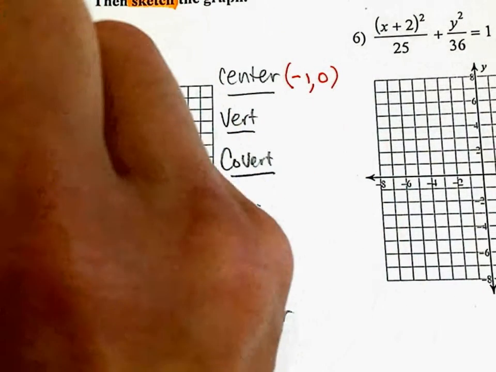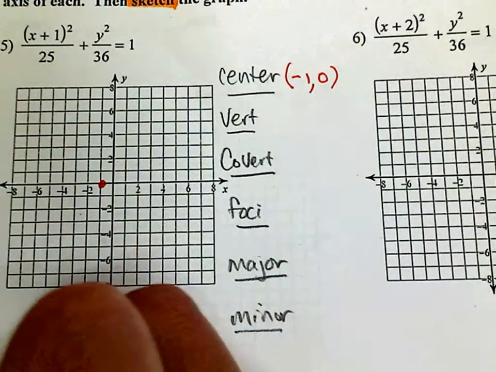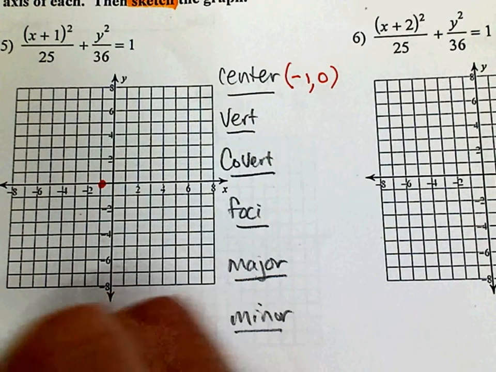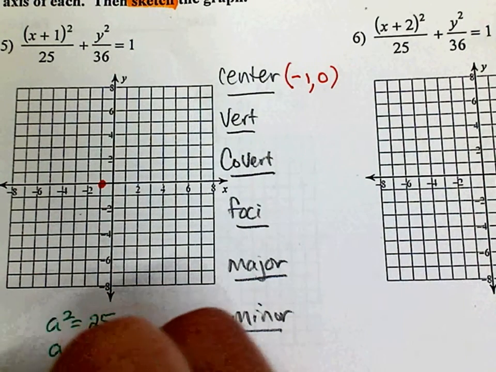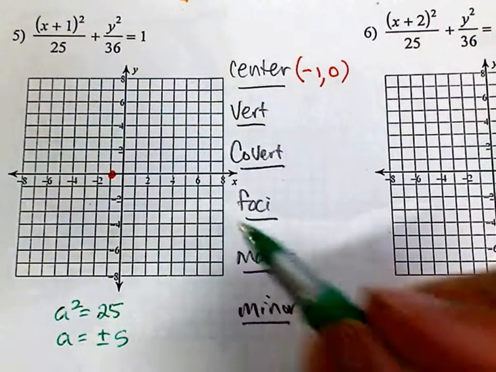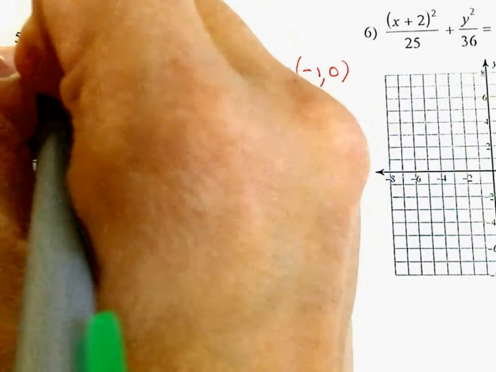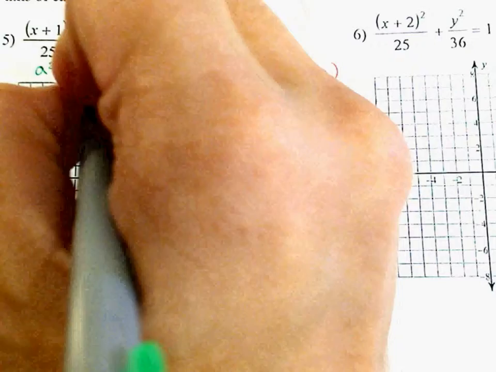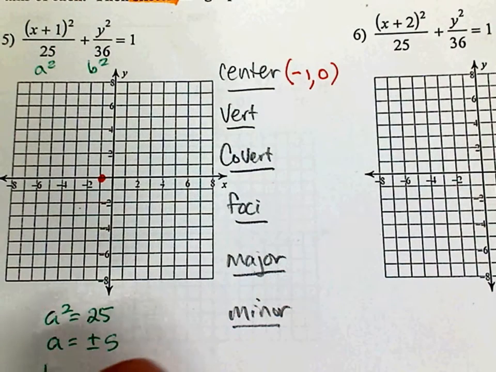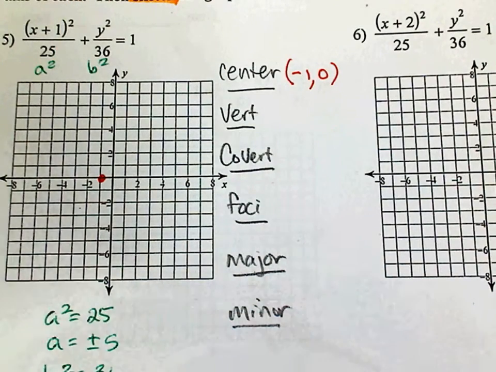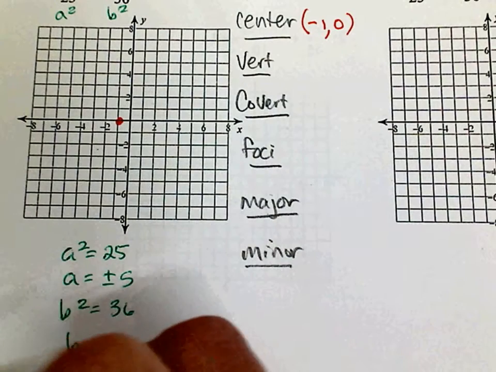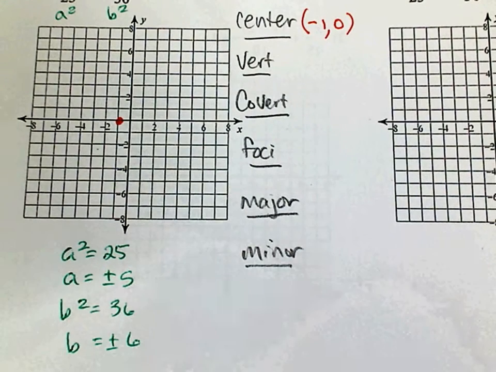Your a is 25. So a squared is equal to 25. A is equal to plus or minus 5. Okay? That's your a. Your b is 36. So b squared is equal to 36. Therefore, b is equal to plus or minus 6.